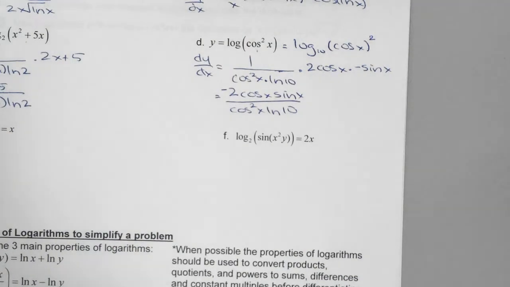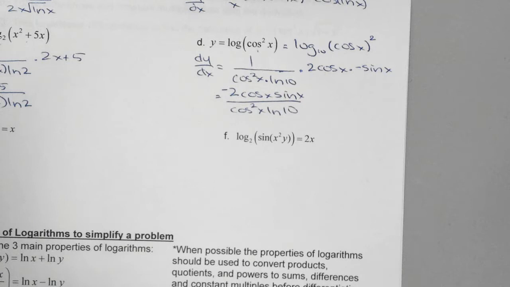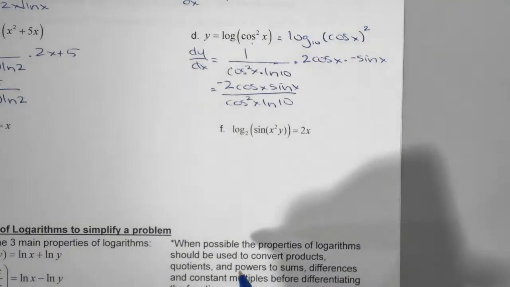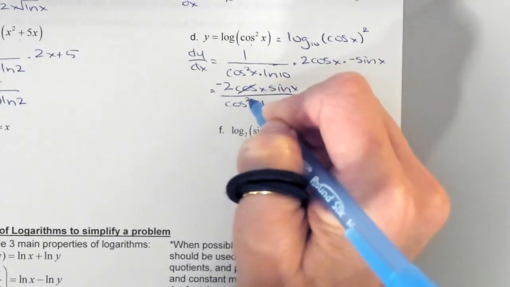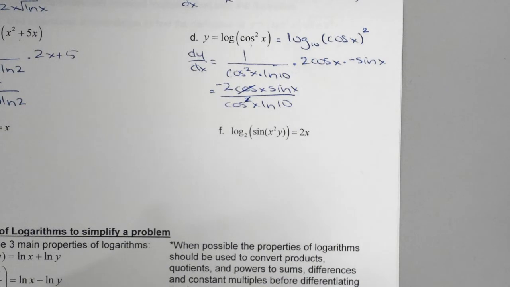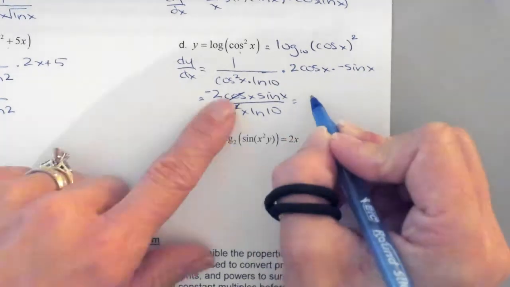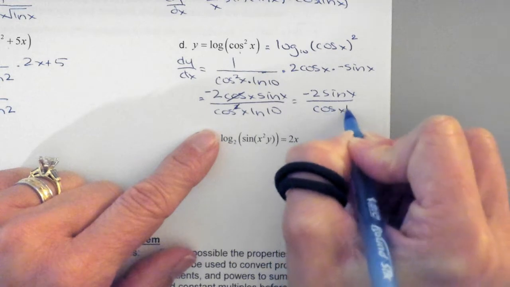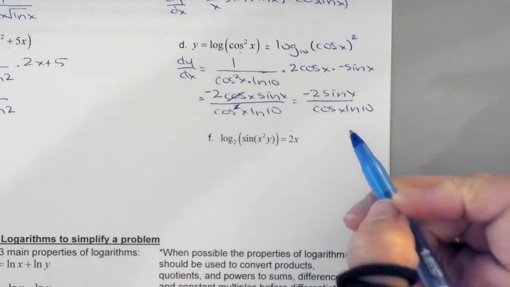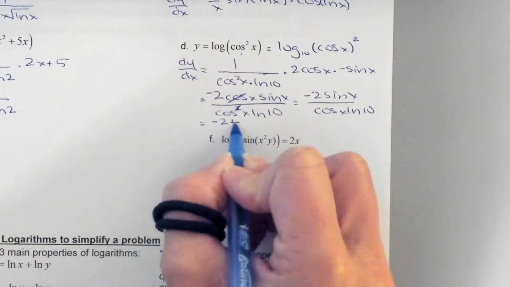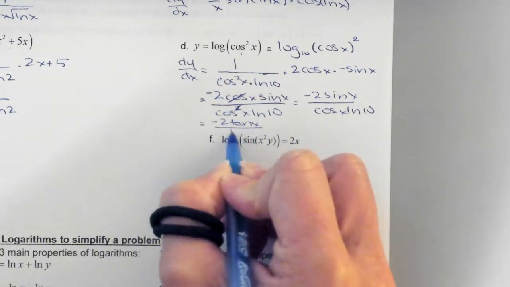That's one that people don't see, which I totally didn't even see it. Yes? Could you cancel the cosines? Yes, you can. So you have one here, and you have one here. What's sine over cosine? Tangent. Yep. So you could write this as negative 2 sine x over cosine x natural log of 10. You could then simplify it to negative 2 tangent of x over the natural log of 10.